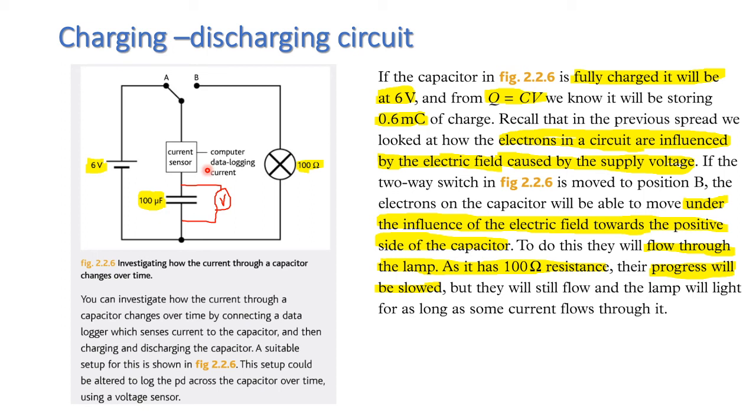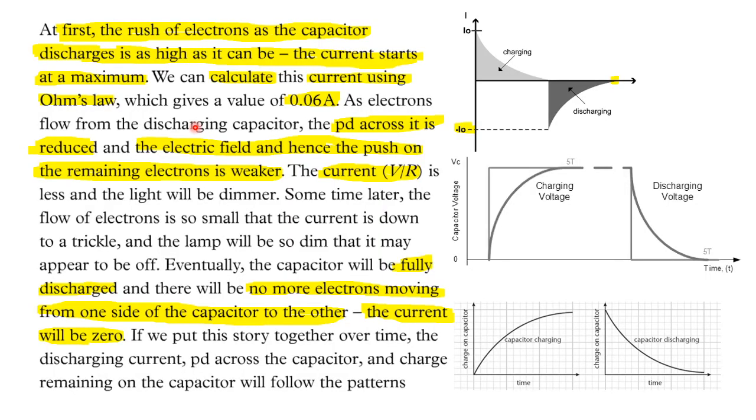So when it comes to the discharging, we'll see what's going to happen. Now when the switch is turned to this point at B, the capacitor starts to discharge. As the capacitor discharges, what happened? The current starts at its maximum because the potential difference is there fully, which is equal to the potential difference of the supply. So we can calculate the current at the beginning, because the capacitor is full of charge.